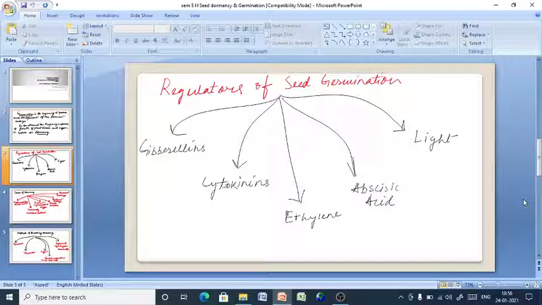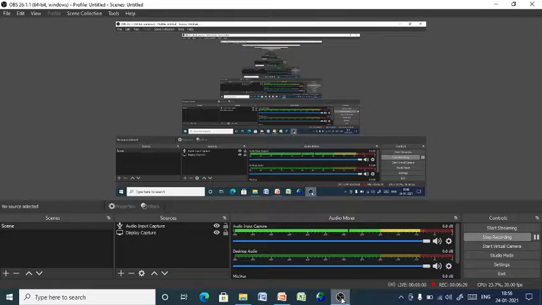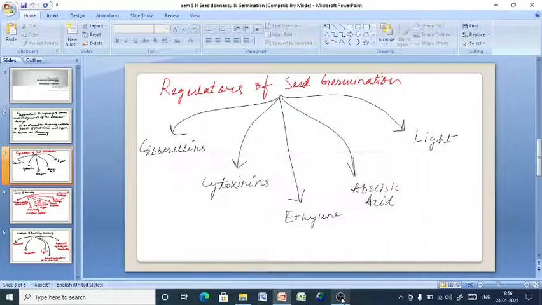Now, the next one, that is light. It has a pronounced effect on seed germination. Depending on the activity and the response to light, the seeds may be photoblastic or non-photoblastic. That is, photoblastic seeds are those which respond to light, and non-photoblastic seeds do not respond to light.